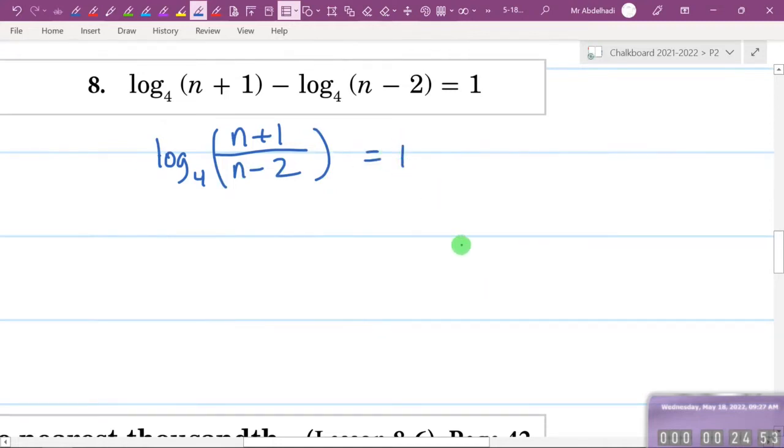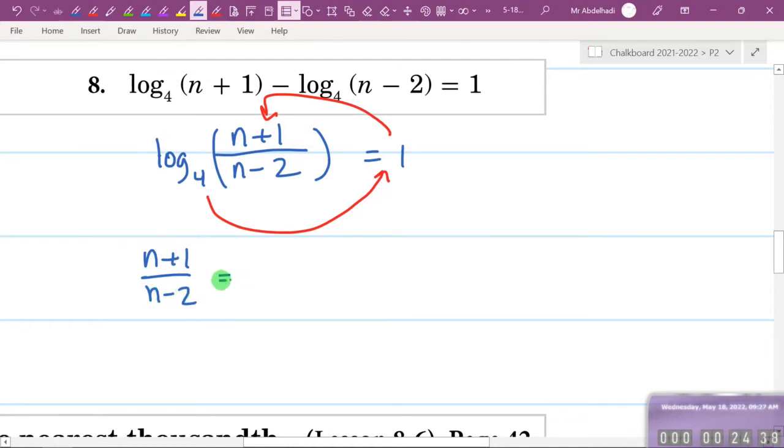Now that we have that, we only have 1 log now. We have to use a circular method because we can't drop logs. So 4 to the power of 1 has to equal this fraction. So basically this fraction equals 4, right? So you have n plus 1 over n minus 2 equals 4.